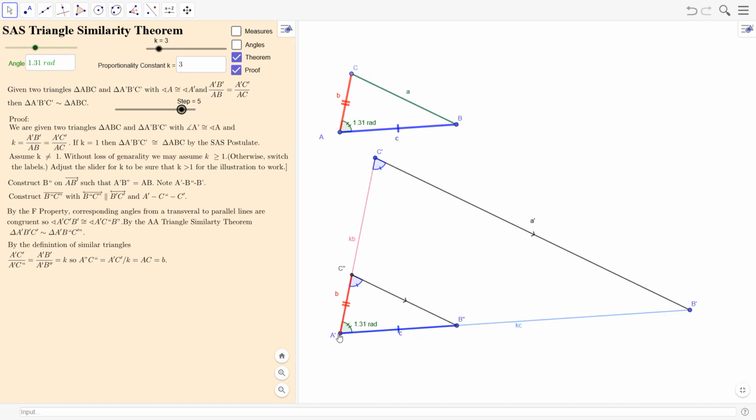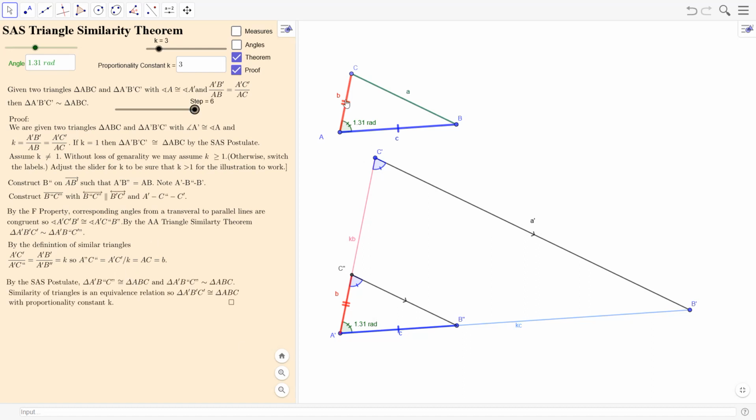So C prime A prime over C double prime A prime has got to be the same as the ratio of the sides on this side. Over here the ratio is K, so over here the ratio is K too. Well, if this length is K times B, divide by K, this is B. Well, now wait a minute. Now look at this little triangle up here and this one down here. They've got to be congruent. Do you see why? Because now we know that A prime C double prime is congruent to AC, and by the side angle side postulate, these two triangles are congruent.